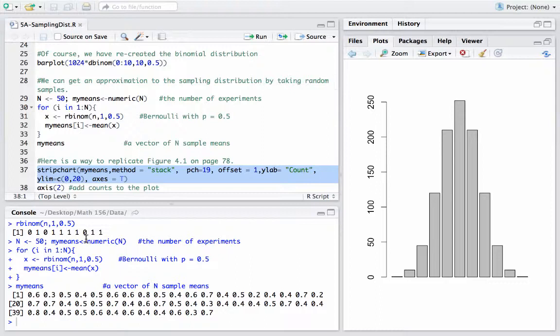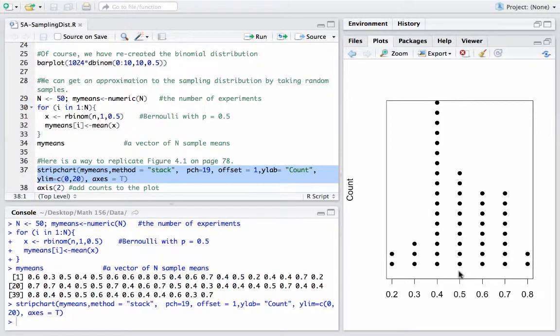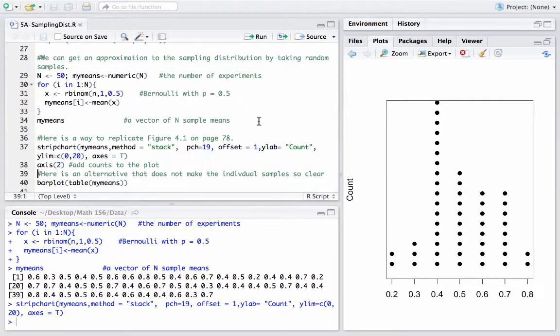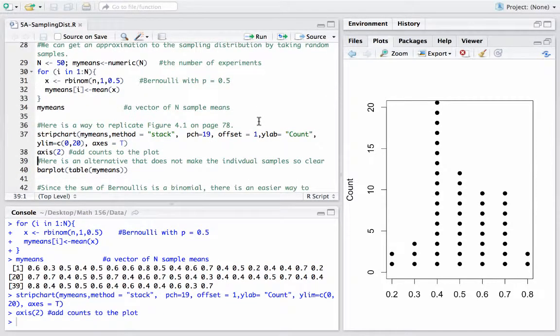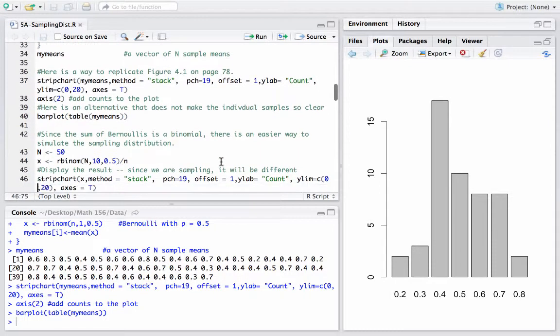Paul gives us some code to make a nice dot plot. So this shows us exactly how many counts we observed. Each of our p-values, you see 0.4 occurred maybe a disproportionate amount of time. We can add the axes as counts. And if we make a bar plot, you see it's the same shape, the same data, although it's a little bit less clear how many times exactly each observation occurred.